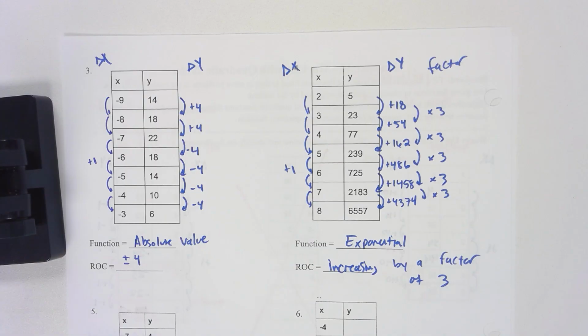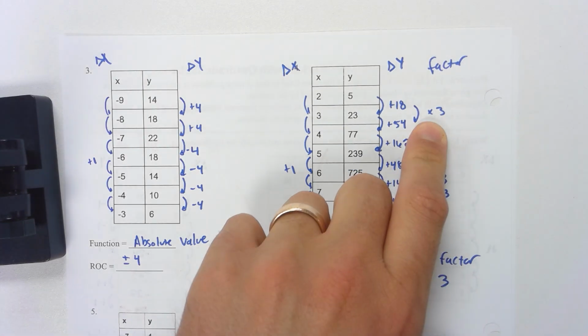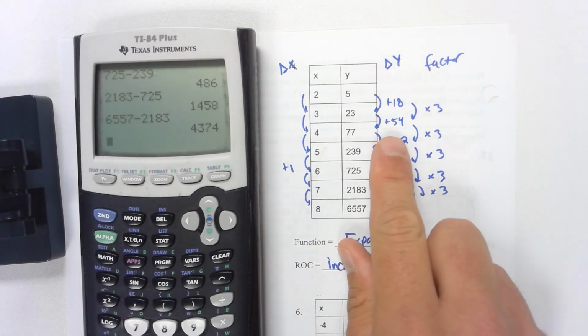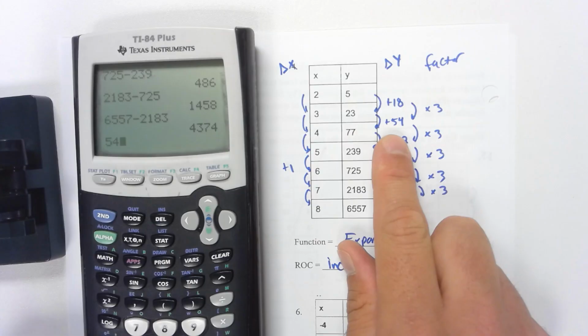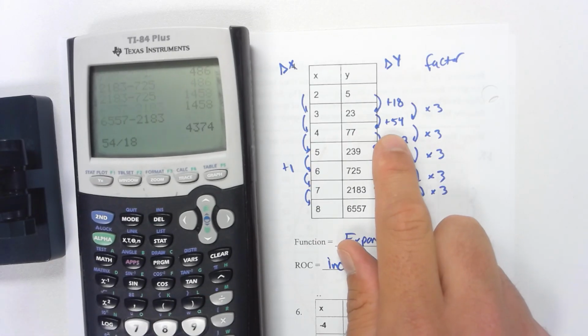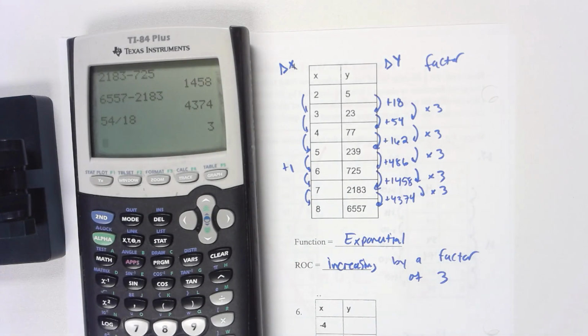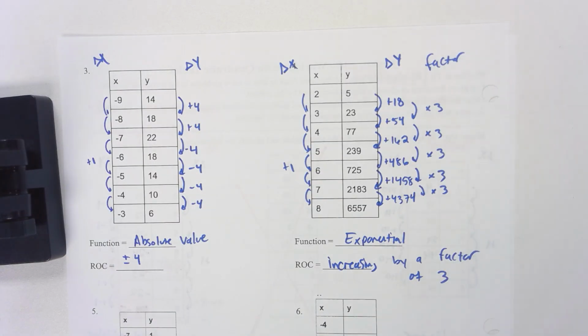Now, one thing that we took note of right at the beginning of class is how to find that factor. If you're sitting here like, Mr. Younger, how did you know that it was times 3? Well, I can take one change in y, like 54, divided by the one that comes before it, and that 3 is that factor. So that means we're taking one change in y, multiplying it by 3 to get to the next one, and we would say that the rate of change increases by a factor of 3.